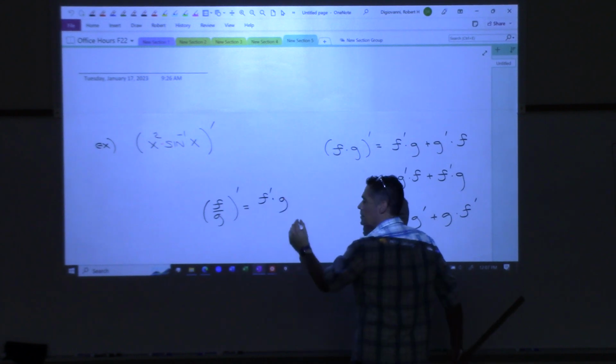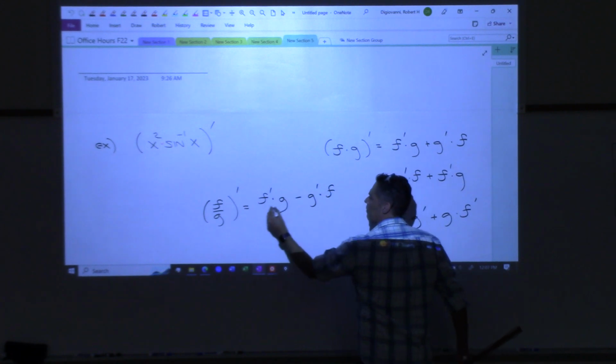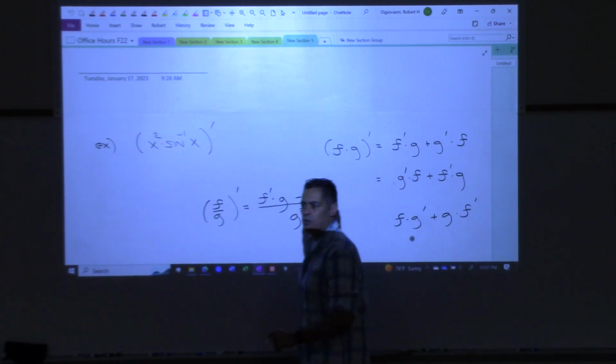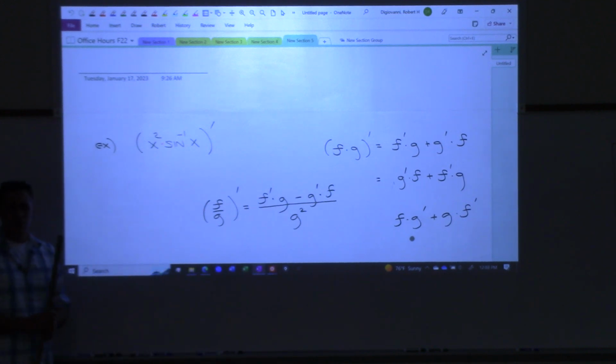Bottom times derivative of the top minus derivative of the bottom times the top, all over the bottom squared, right? That's your quotient rule. That's the way it's usually written in most books.